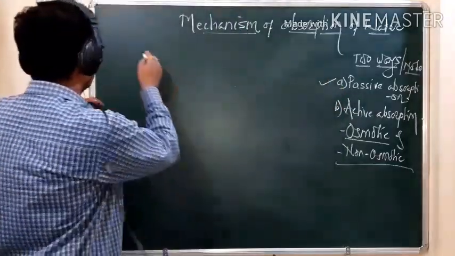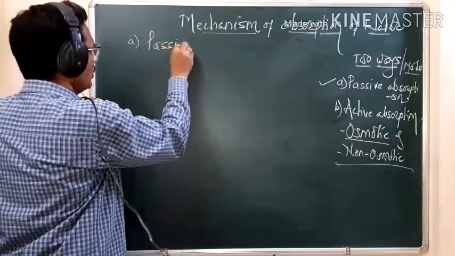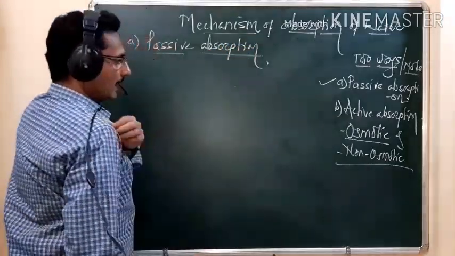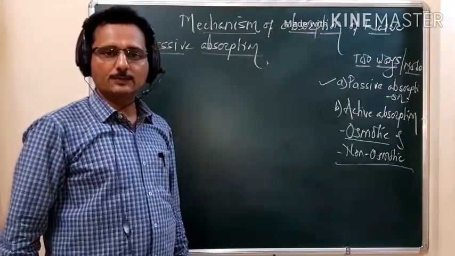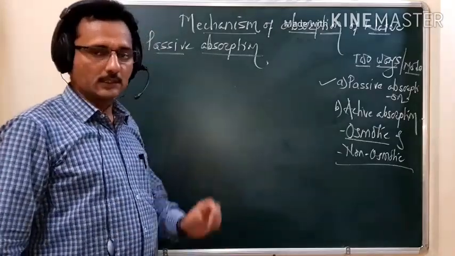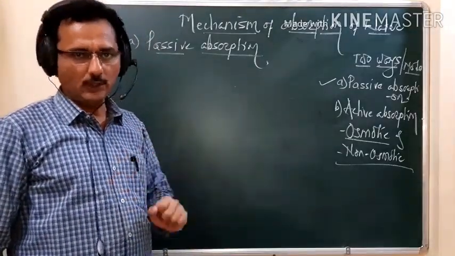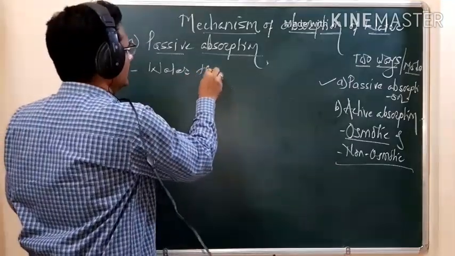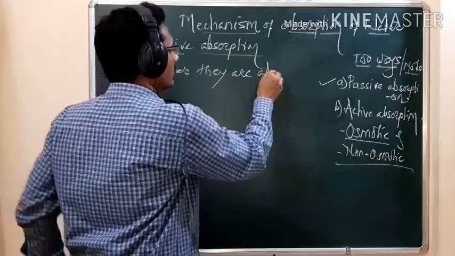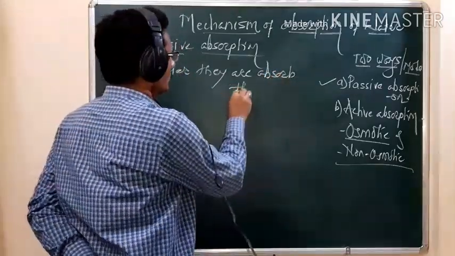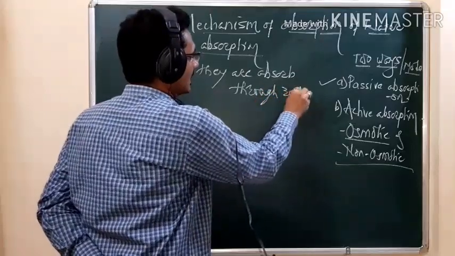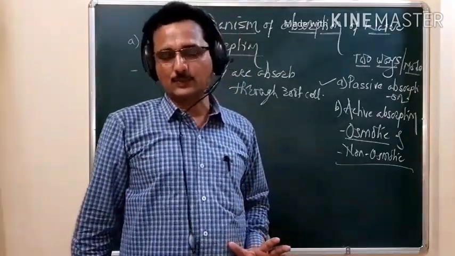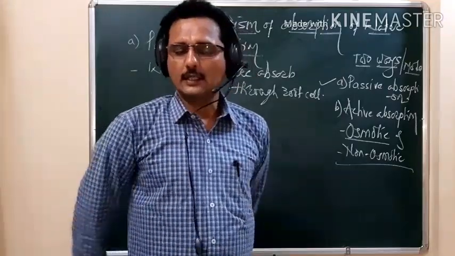In passive absorption, the water is absorbed through root cells, but there is no role of the root cell. The water is absorbed through the root cell, but the activity of the root cell is not responsible for this type of passive absorption.